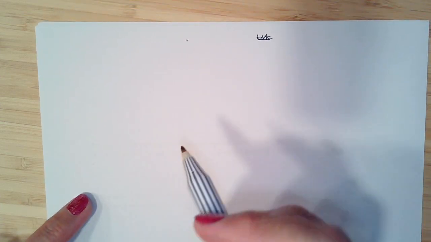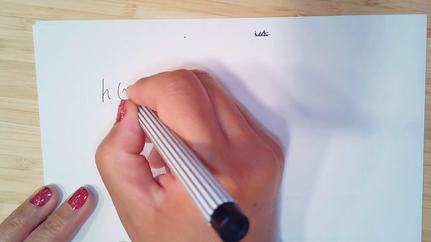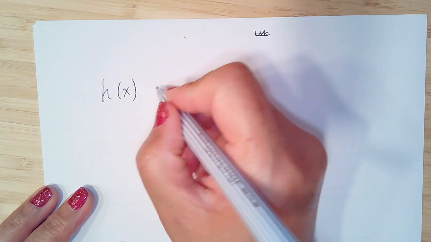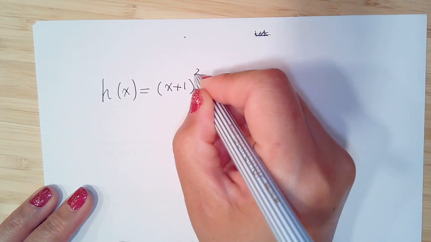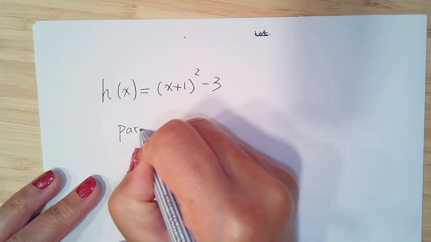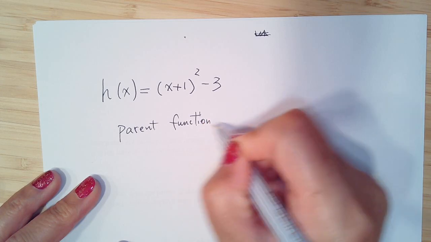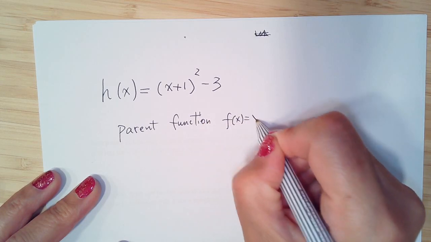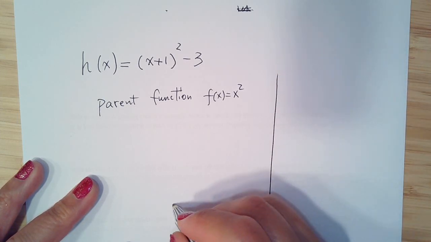Next one. Oh, did I put something here? Sorry, it's a mistake. All right, now the next one. Can you graph h? I can just use any letter to show a function, isn't it? And that is (x plus 1) squared minus 3. Now this is complicated. Parent function f of x is just x squared. And we know what the parent function looks like.